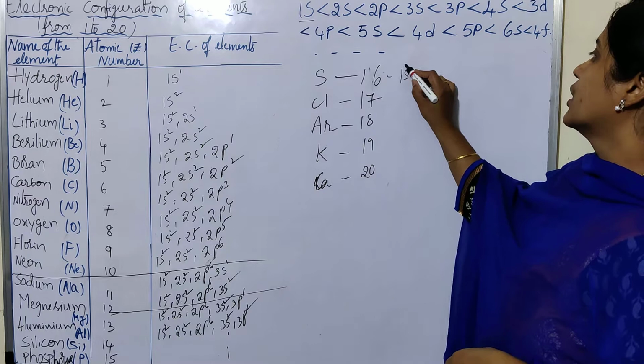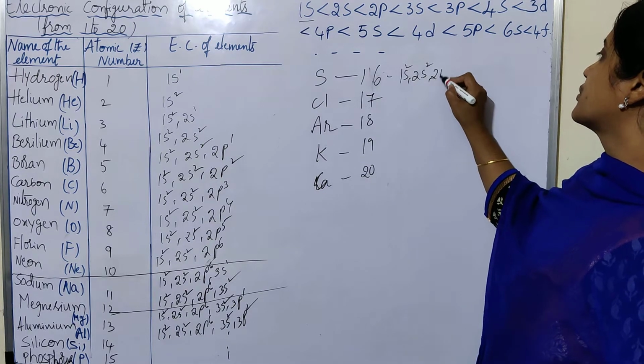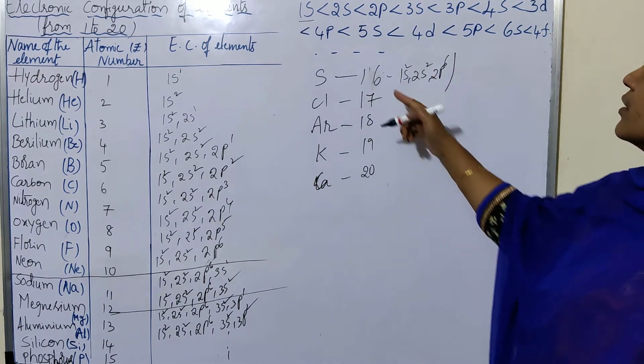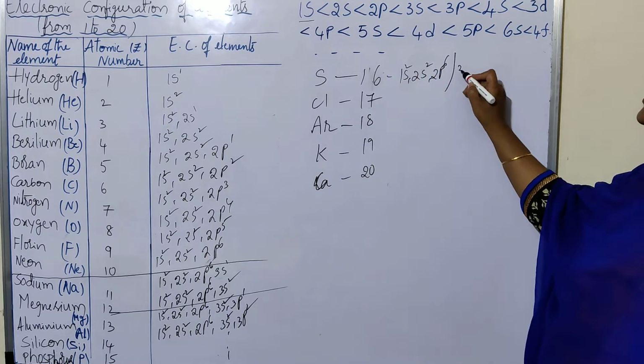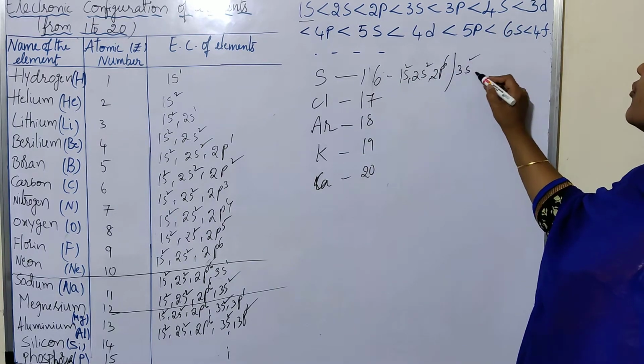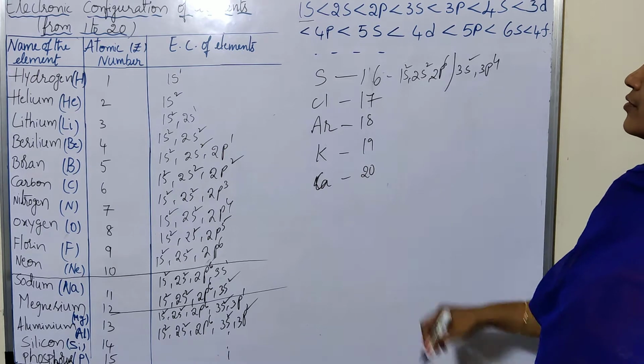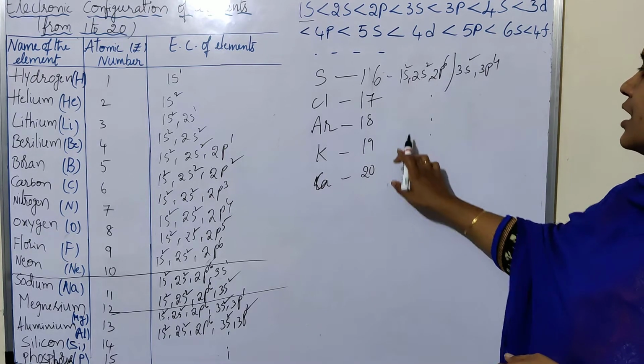So how to write it? 1s2, 2s2, 2p6, so 10 over. Remaining 6 are there, meaning 3s2, and the remaining 4 are there, 3p4. So like that you fill it. Then the last 2 I will write.